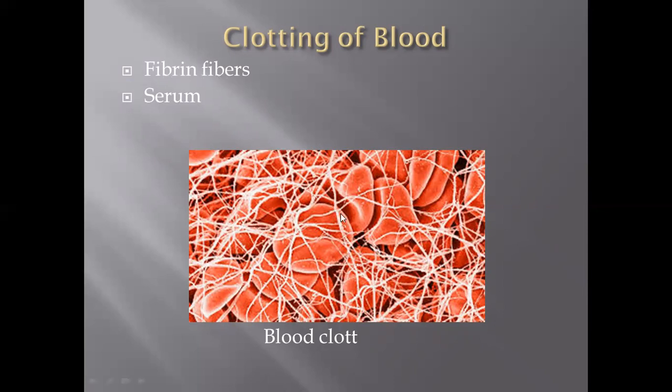So these are the fibrin fibers. Strands of fibrin come together to form a mesh which traps blood cells. The blood cells get entangled in the fibrin fibers, and that is the clot. This is known as the blood clot.